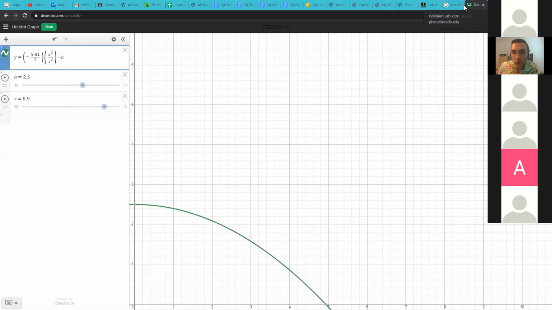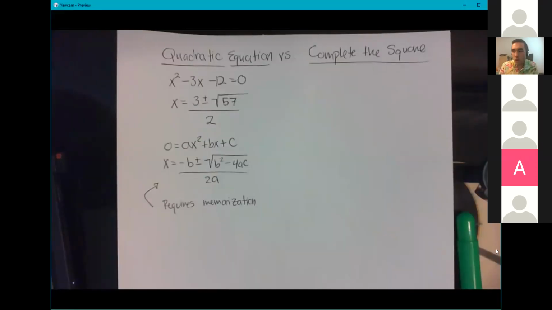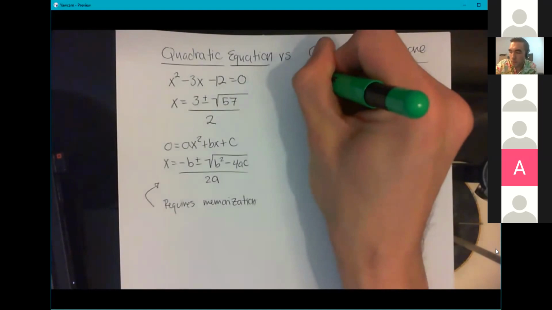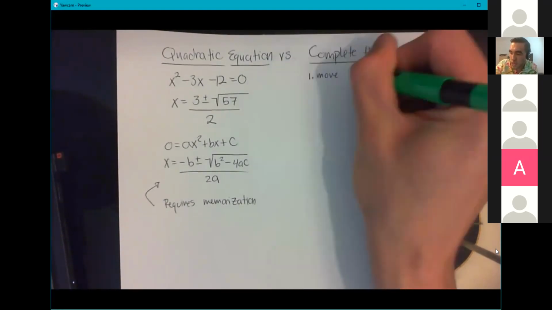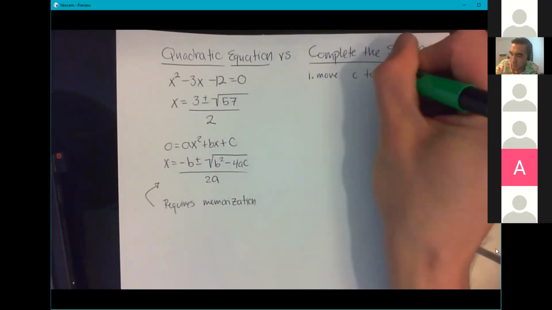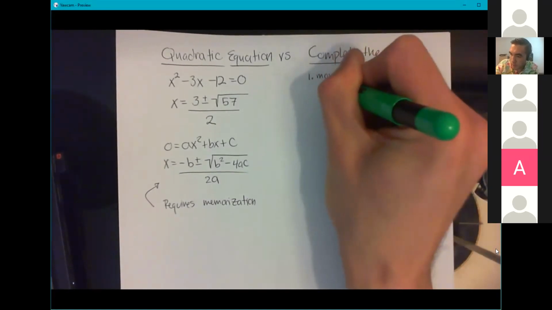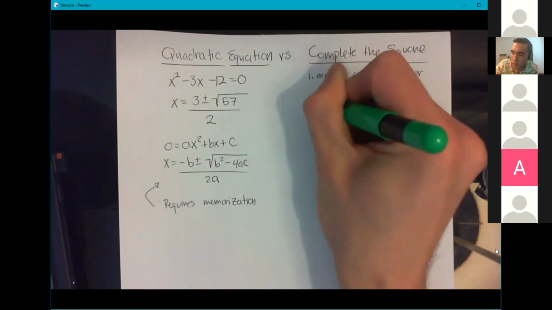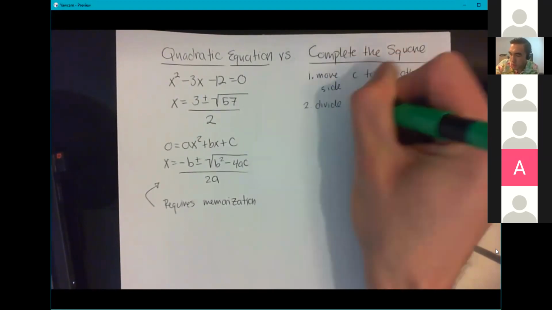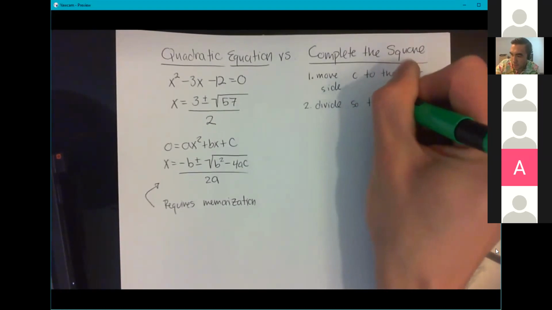Okay, all great questions. It's really important to motivate why we would ever care about this stuff. So here's the deal with completing the square. What we're going to do, and this is the way that I think about the steps, is that we are going to, number 1, move C to the other side. Two, we are going to divide both sides of the equation so that A is 1.